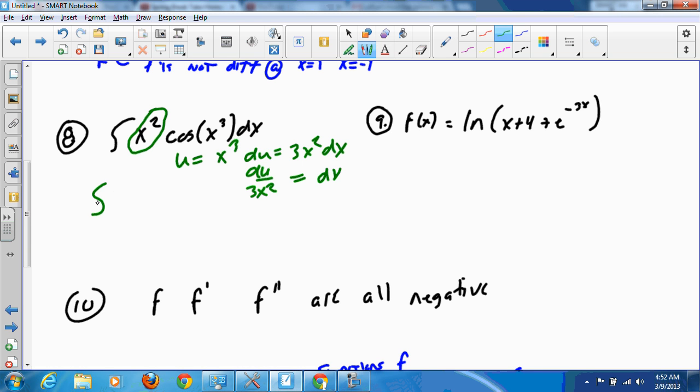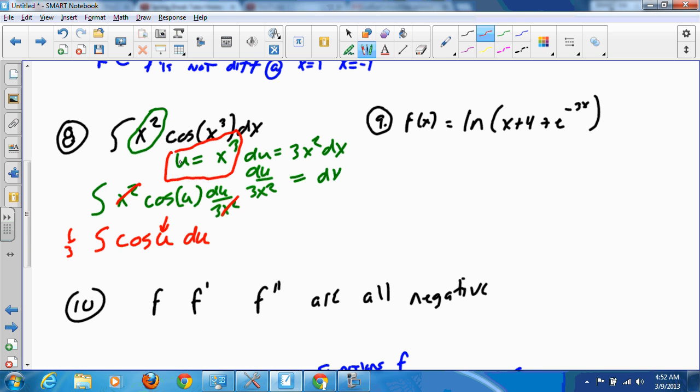So rewriting it, we're going to have x squared cosine of u and du over 3x squared. So right away you can go ahead and make that simplification there. x squared cancels out, and we're simply going to have the integral of, pull out the constant 1/3, cosine of u du. So now just take the integral of this and substitute back in what u is equal to, and you should have no troubles with that one.